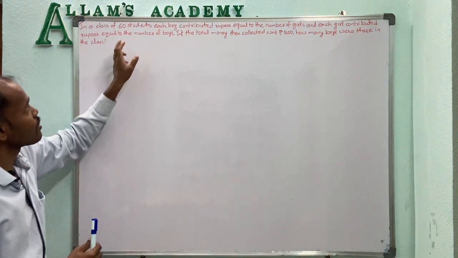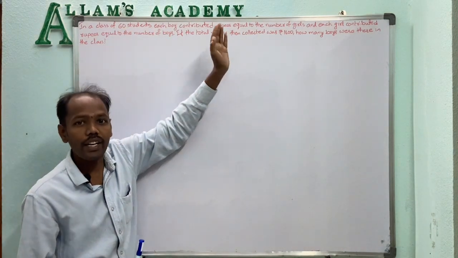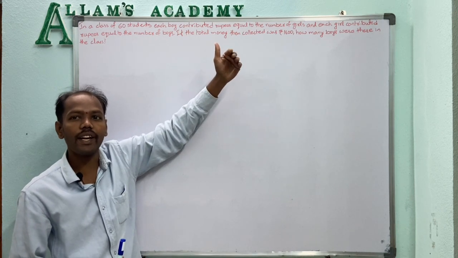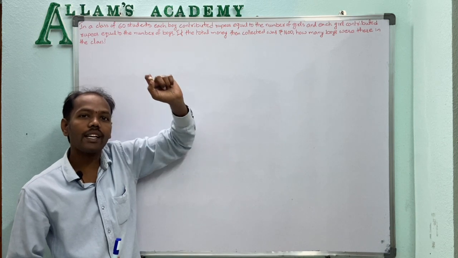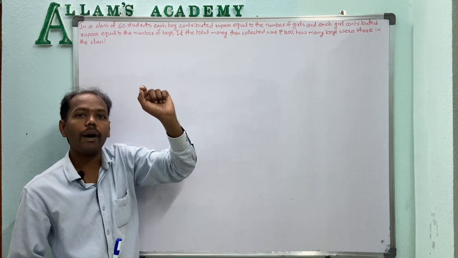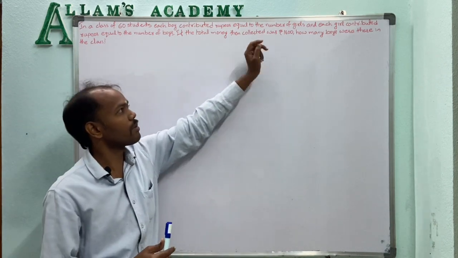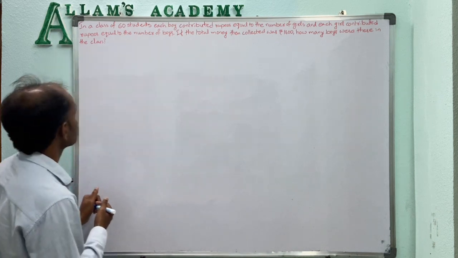Here in the class the total number of students is 60, and each boy contributed as many rupees as the number of girls, and each girl contributed as many rupees as the number of boys. The total collected amount is 1600. How many boys and girls are there? That is the question given.